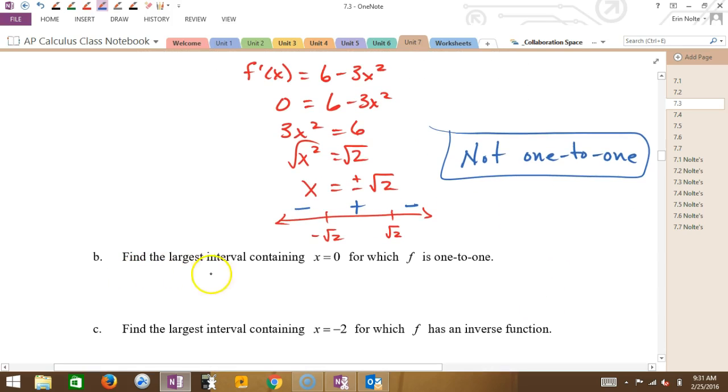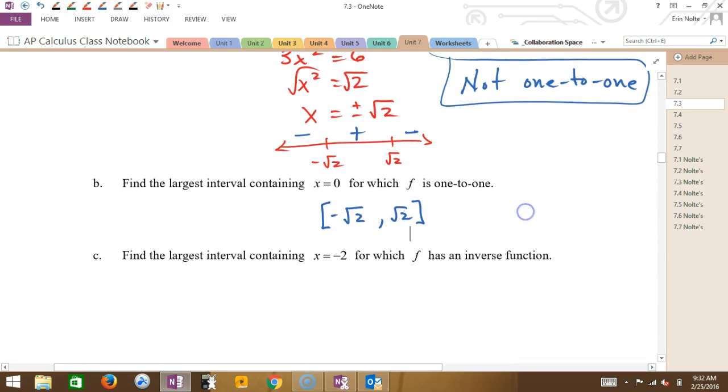Then it says, find the interval containing 0 for which the function is one-to-one. So where is the function one-to-one which contains the x value of 0? Very good. The interval that contains 0 is from negative square root of 2 to positive square root of 2. So you could say, I could have a one-to-one function if I restricted the domain to that. Then it would work.